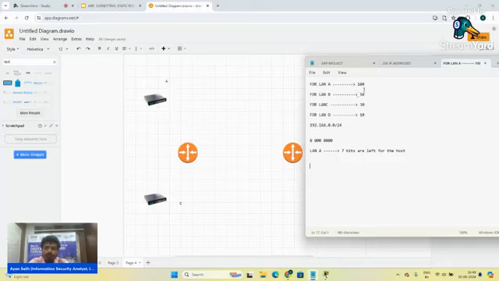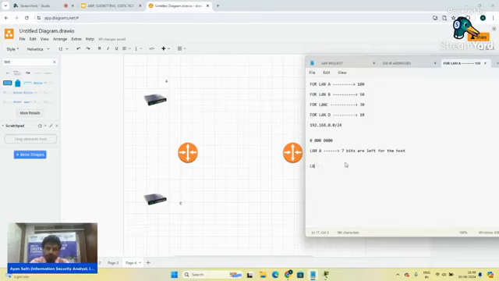After that, the way is to take the largest number first, then after that the second largest number, then the third largest number, then the fourth largest number. We need to make the subnetworks in this pattern. Okay, first largest number, then second largest, then third largest, then fourth largest.